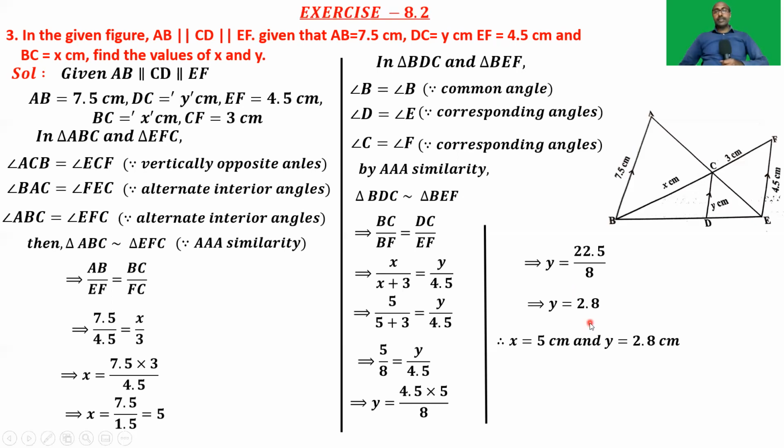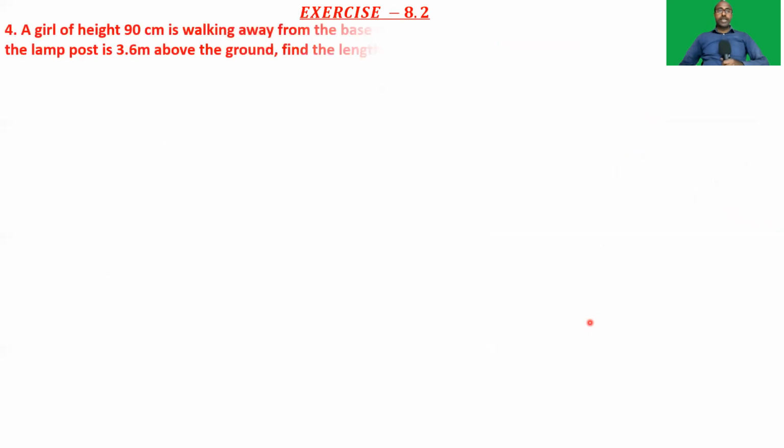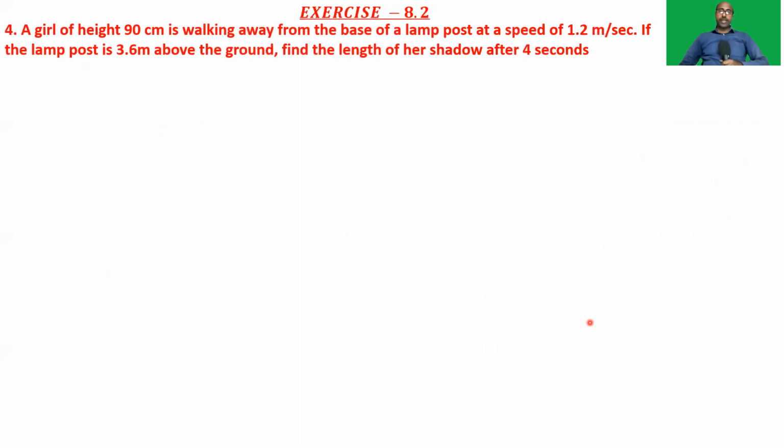And take the third question. A girl of height 90 centimeters is walking away from the base of a lamp post at a speed of 1.2 meters per second. If the lamp post is 3.6 meters above the ground, find the length of her shadow after 4 seconds.